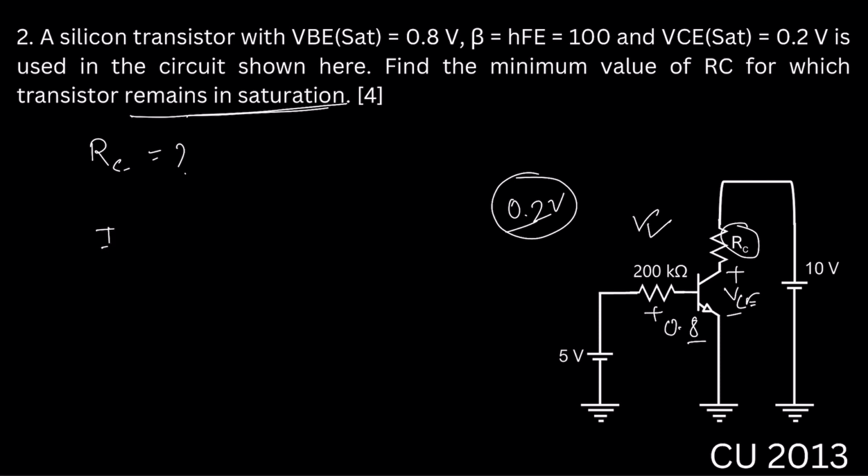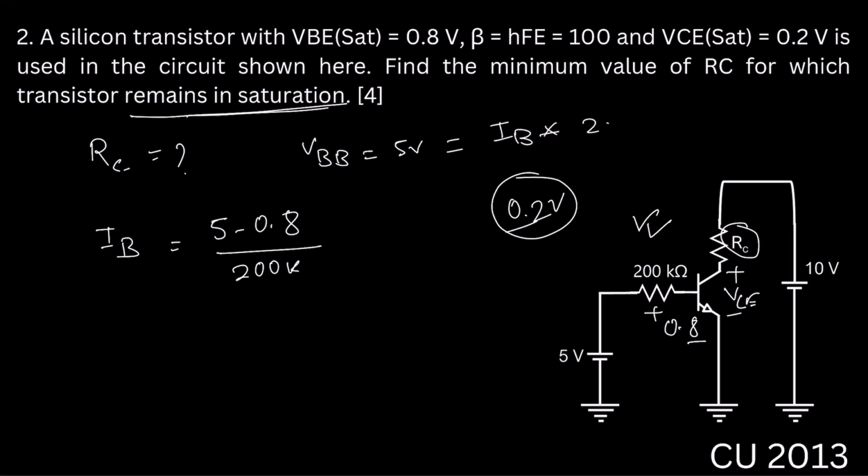We can write down IB is equal to (5 minus 0.8) divided by 200k. Why? As VBB equal to here 5 volt, that means equal to IB into 200k plus VBE sat. From here, IB will be 4.8 divided by 200k. That means it will be 24 microampere.